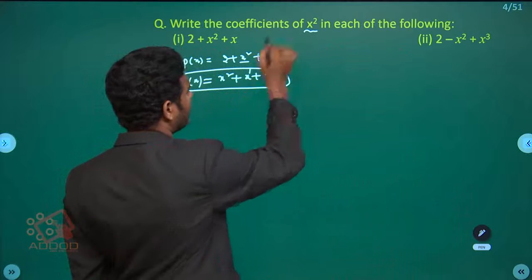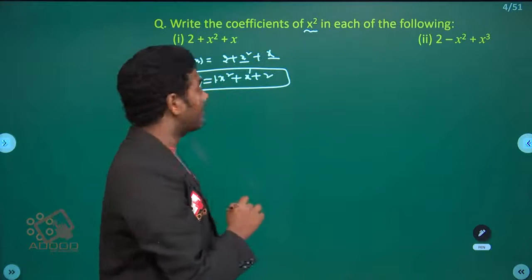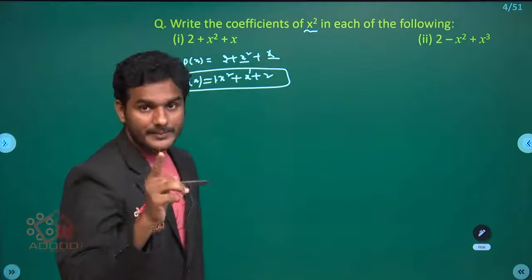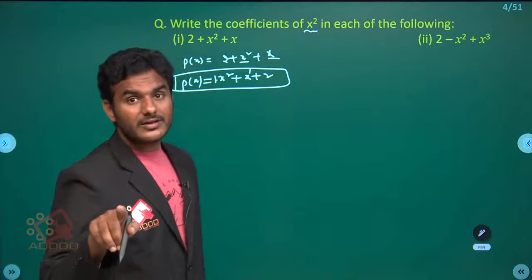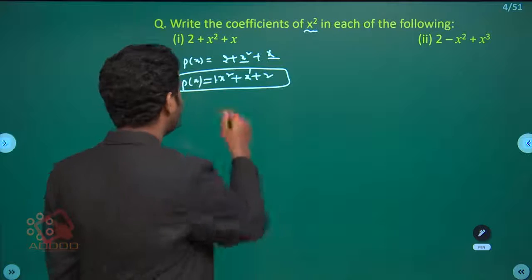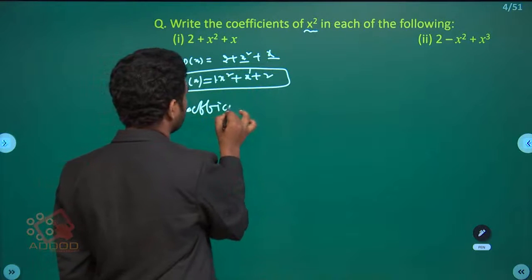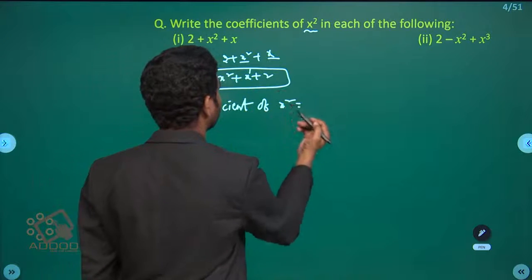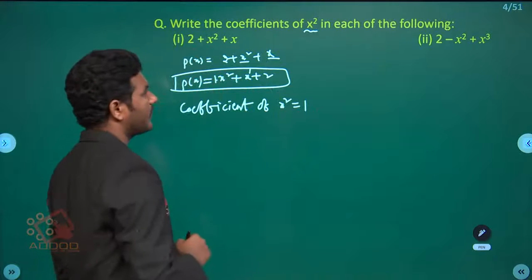Here we need to find the x square coefficient. Here nothing is there, 1 is there. 1 into x square is there. So what is the constant value that is multiplied to the x square? 1. So the constant value which is multiplied to the variable term is nothing but the coefficient. So here the coefficient of x square is equal to 1 in this.